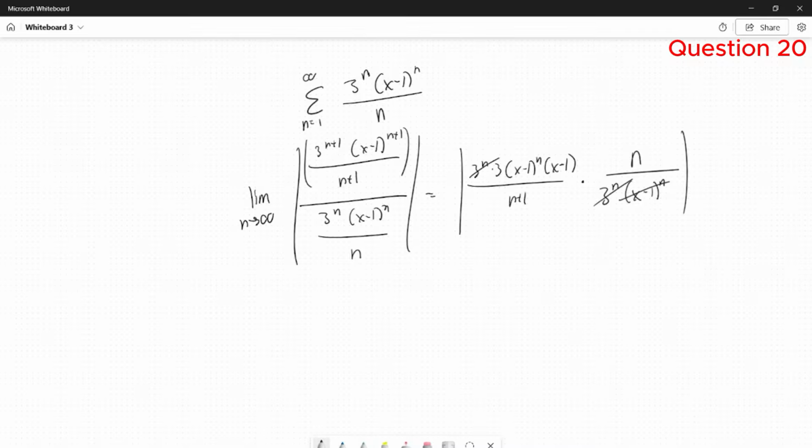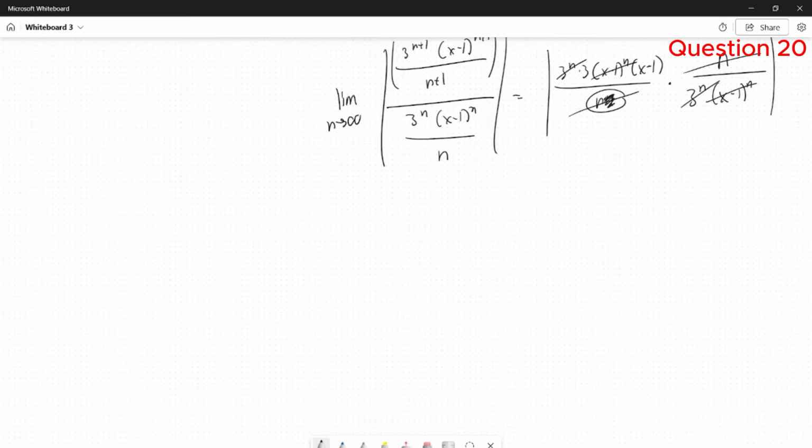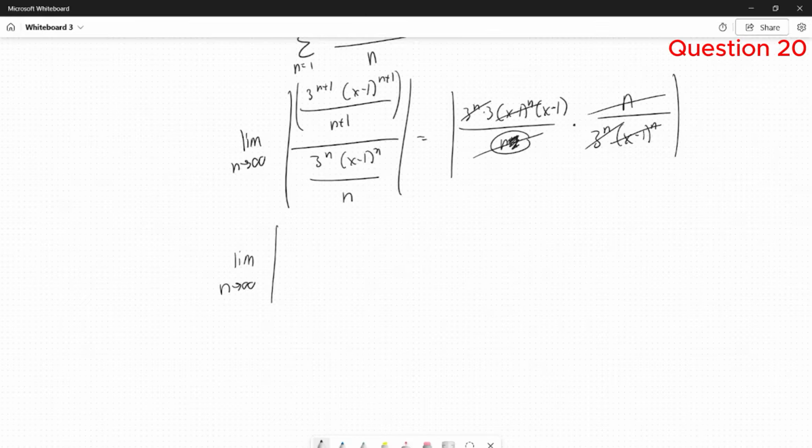A few things here cancel out. As n grows to really, really big numbers, the value of 1 becomes insignificant. Thus, the 1 is canceled, and we are left with this as our final ratio solution.